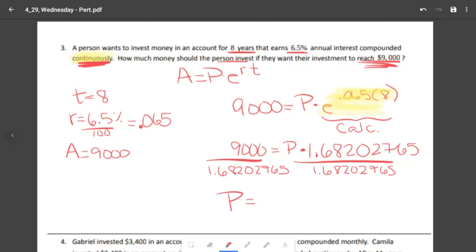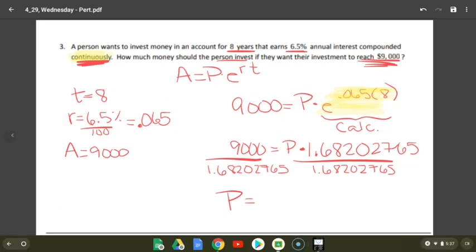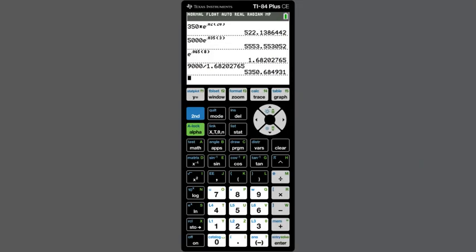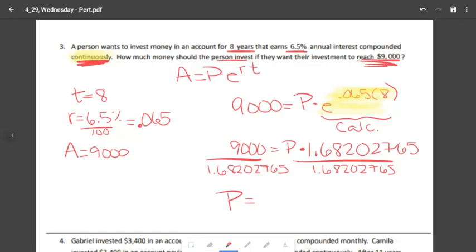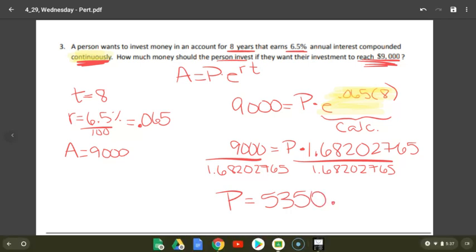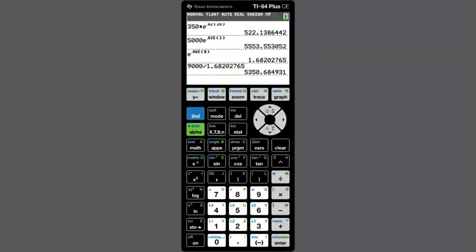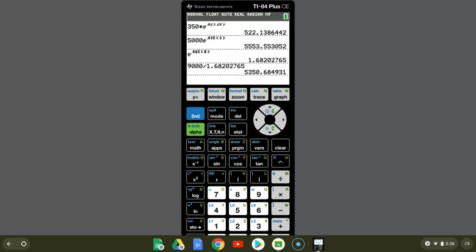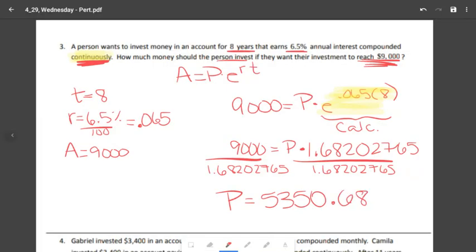And again, the problem does not tell us where to round, so 2 decimal places for money. So $5,350.684, the 4 says just stay where you are, so we're going to stick with the 0.68. So there is your final answer for number 3.